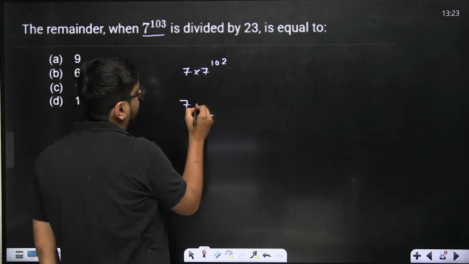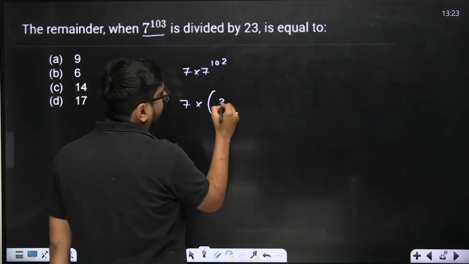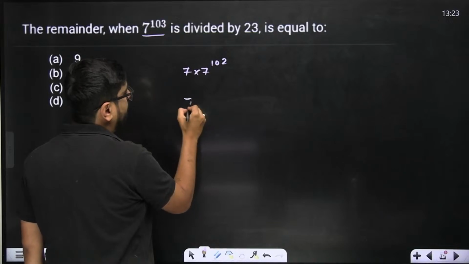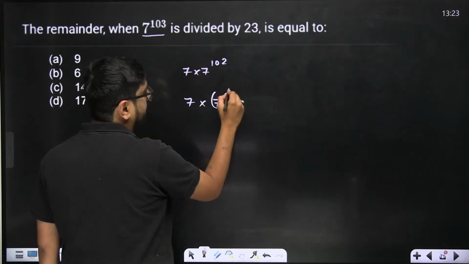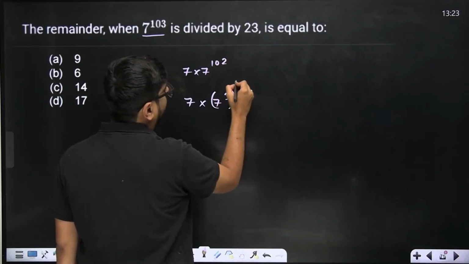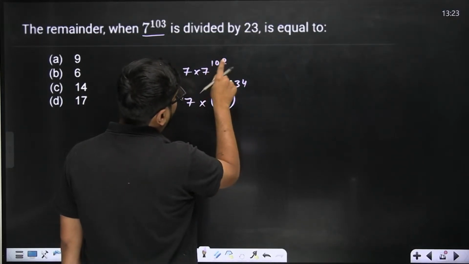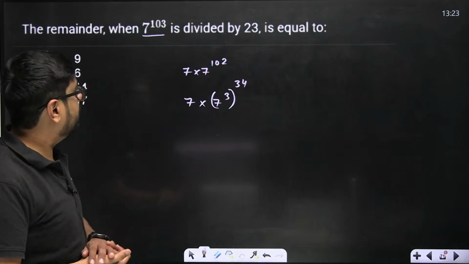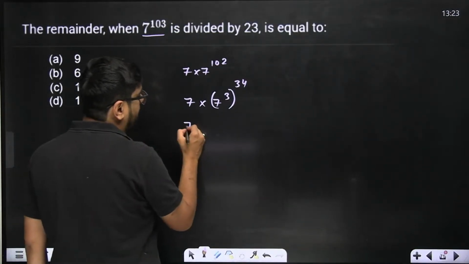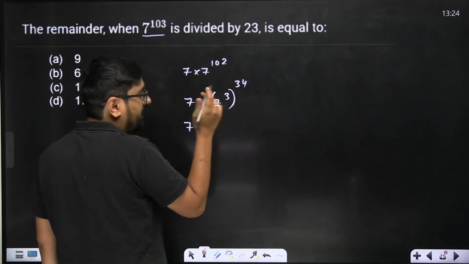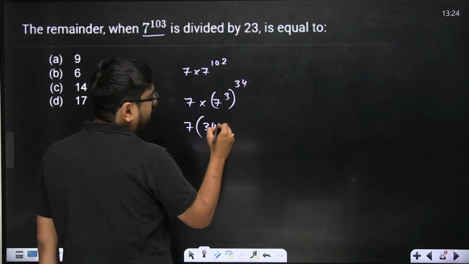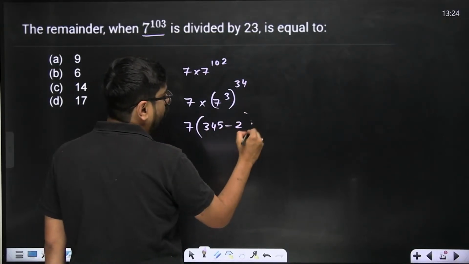Not a problem. 7 multiplied with (345 minus 2), we can write like this, no? 7 multiplied with 7 to the power 3 to the power 34. 3 3s are 9, 1 2 3 4 are 12. 34 into 3 is 102. Right? 7 to the power 3. Now this 7 to the power 3 I am also breaking in terms of a multiple of 23. So 345. This is 343. Right? So 345 minus 2 to the power 34.